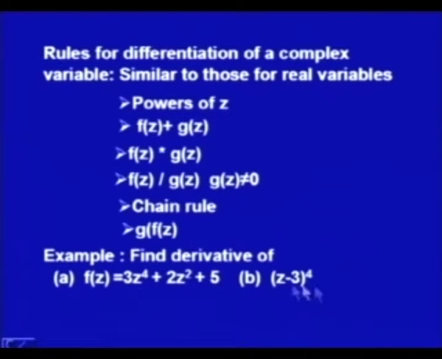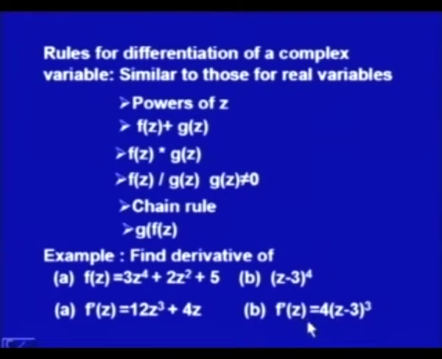Similarly, in this expression it is (z minus 3) raised to power 4. It is a composite function, so we can find the derivative of (z minus 3) raised to power 4. If we solve this, the derivative f'(z) of the first function is 12 times z cube plus 4 times z, and the derivative of a constant, 5, is 0. In the second case, f'(z) is 4 times (z minus 3) cube into the derivative of (z minus 3), which is 1. So, the derivative of this function is simply 4 times (z minus 3) cube.